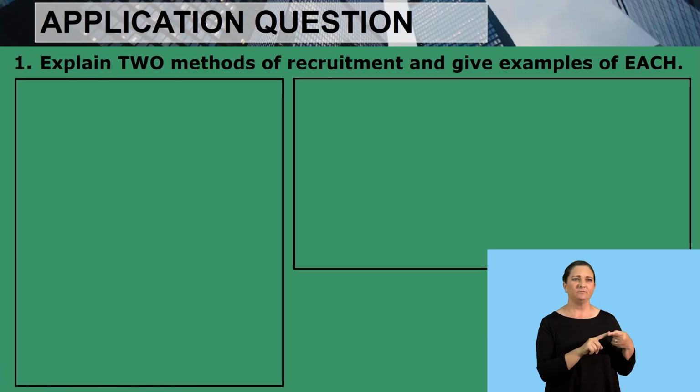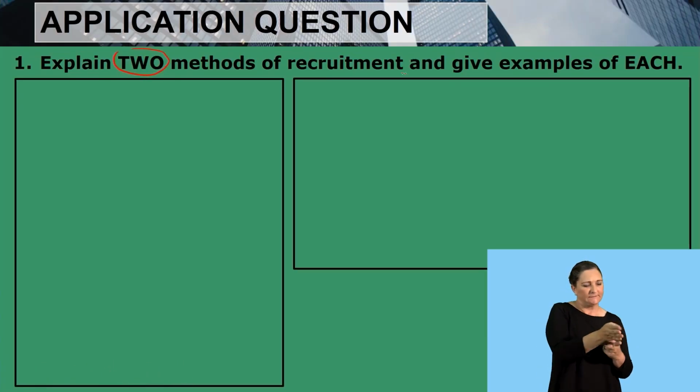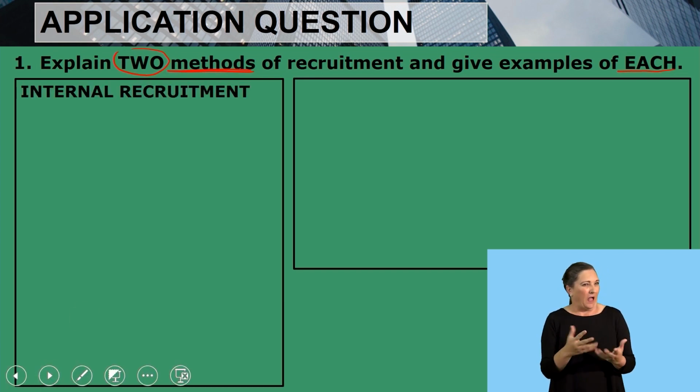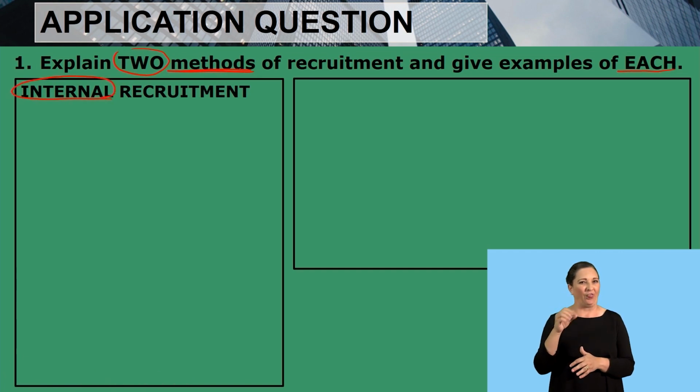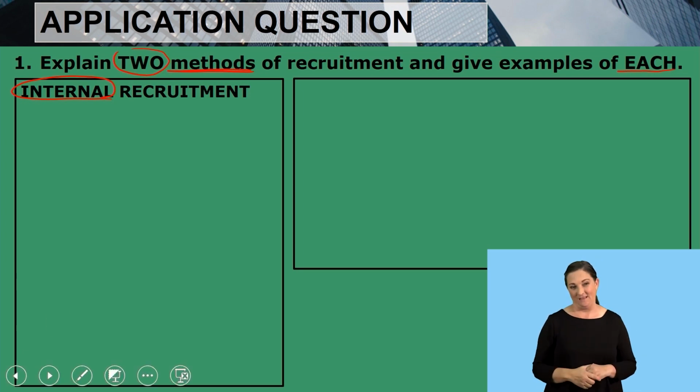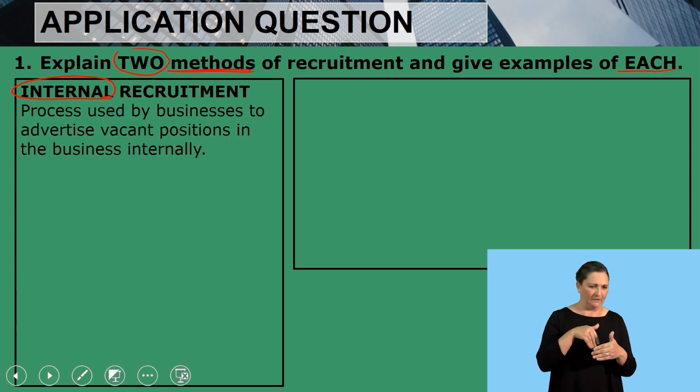Let's look at the first one, which says that we must explain two methods of recruitment and give examples of each. Now, to answer this question, you must know what methods of recruitment are. Note that we have what we call internal recruitment. This already gives you an idea of what the second one is. It will definitely be external recruitment.